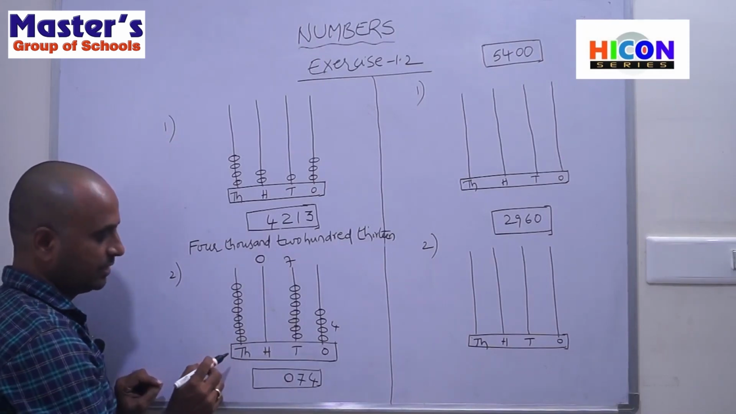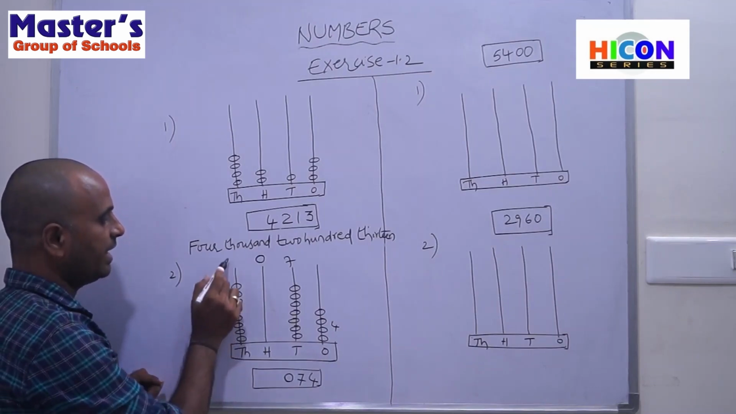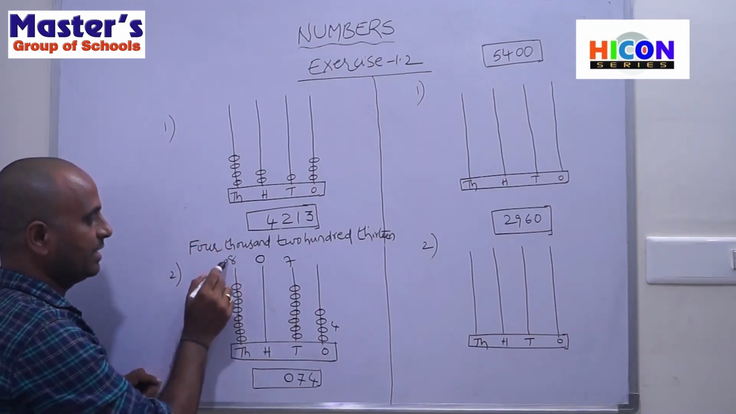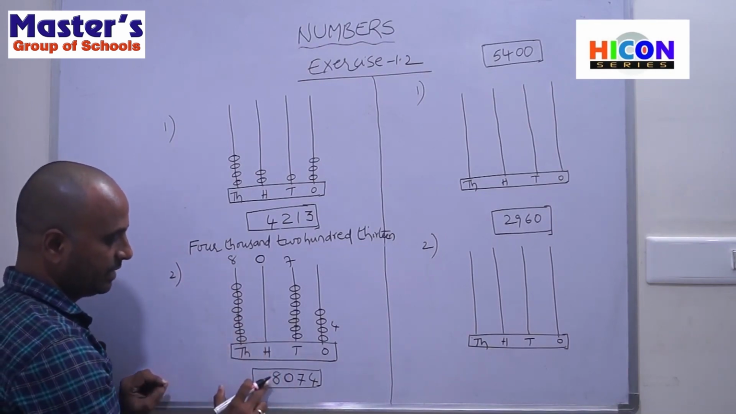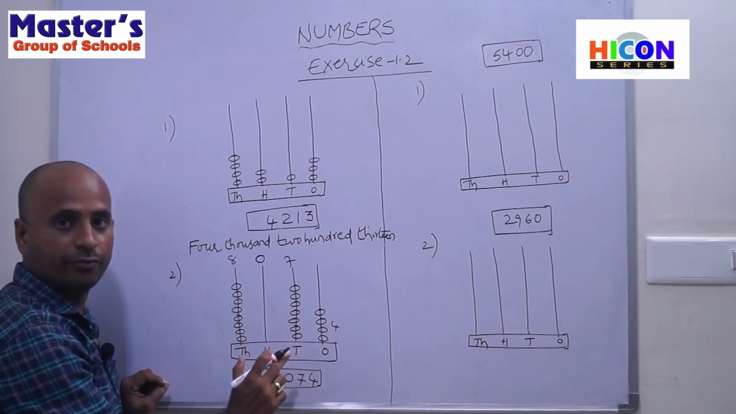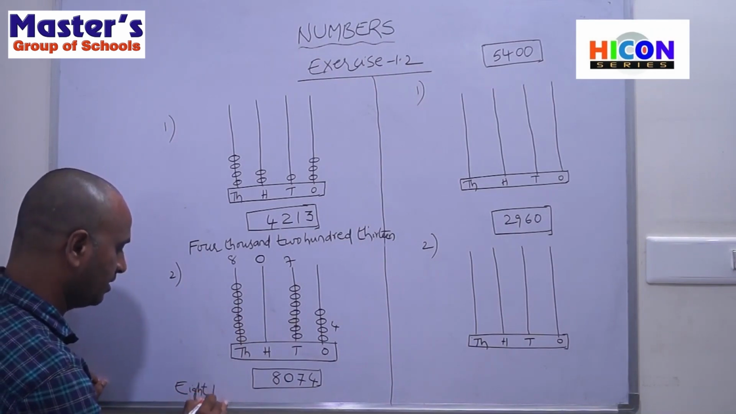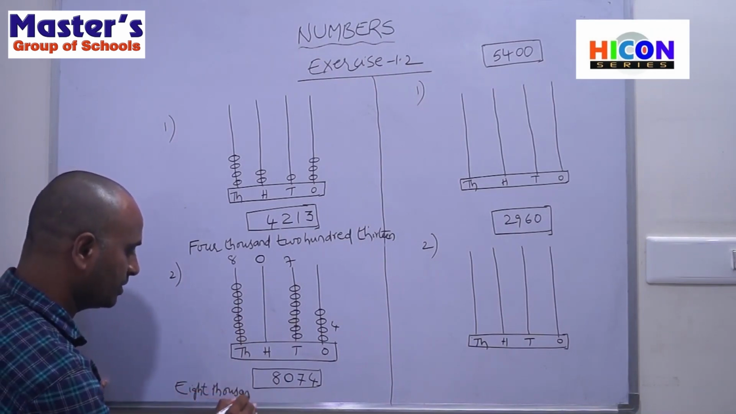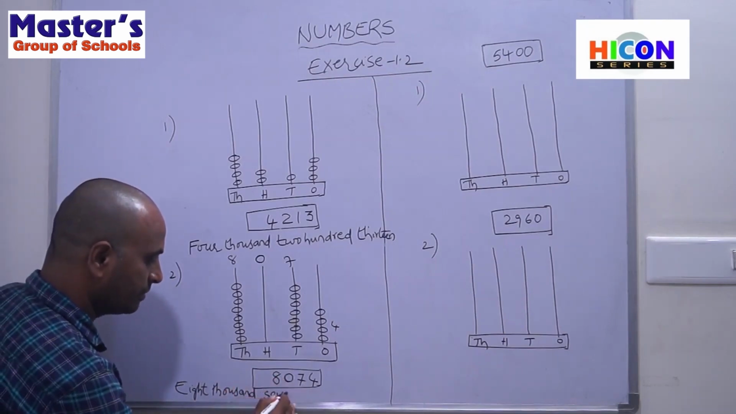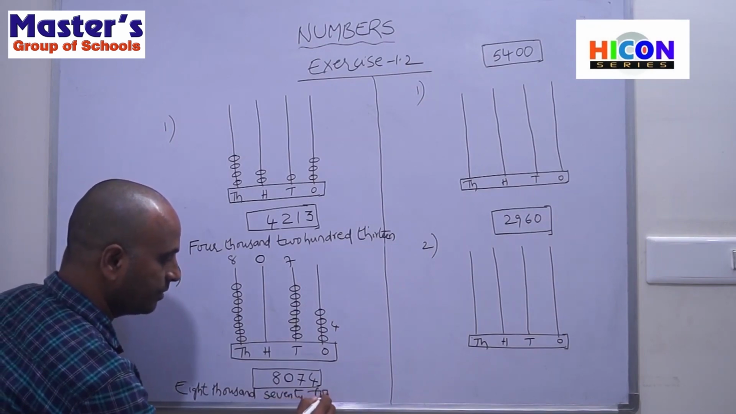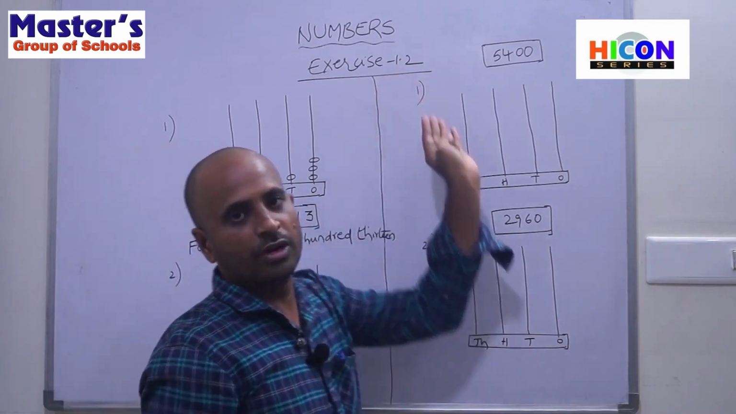And the thousands place stick contains 1, 2, 3, 4, 5, 6, 7, 8 beads. That means 8 is present in thousands place. So the number is 8074. The number name is 8000 because 8 is present in thousands place, so 8000, and there is no hundred, so 74. So now look at another model problem.